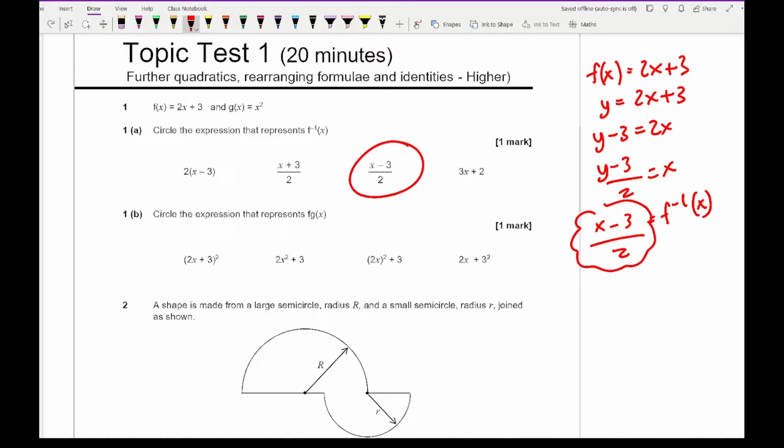For question 1b, it says circle the expression that represents fg of x. So I'm going to replace x in f of x with this expression. What I end up with is 2 times x squared plus 3, which simplified gives me 2x squared plus 3. And which expression is that? Well, that's going to be number 2.